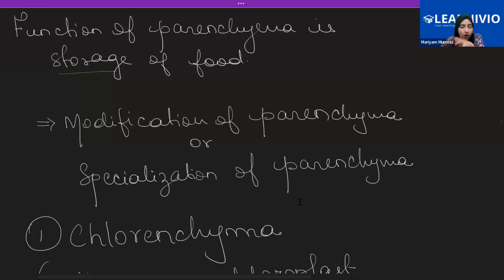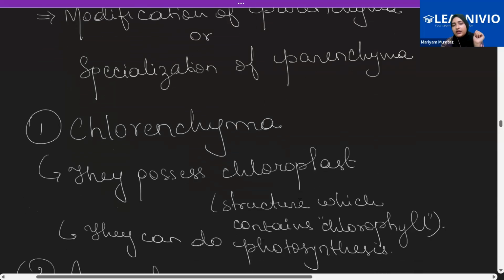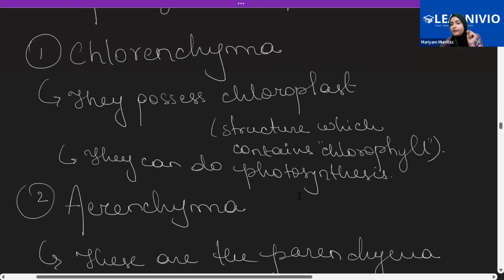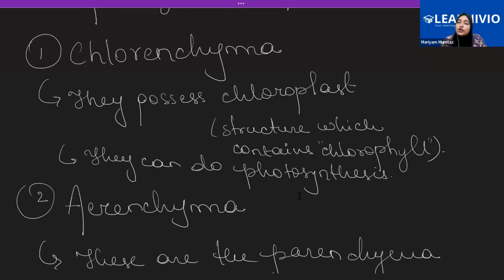Now this parenchyma, according to the need of the plant, depending upon where the plant is present or its different needs, could get modified or specialized. Okay, so now we're going to see the different modifications of the parenchyma. The first modification is chlorenchyma. This is when the parenchyma possesses chloroplasts. Chloroplasts are those organelles that contain chlorophyll, and you know that chlorophyll does photosynthesis. So these are the parenchymal cells or tissues that will do photosynthesis. Normally parenchyma is not responsible for any kind of photosynthesis, but the chlorenchyma does. So it's a modification that performs an extra function.